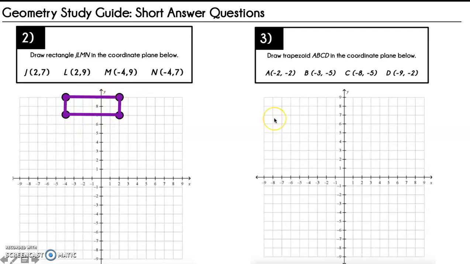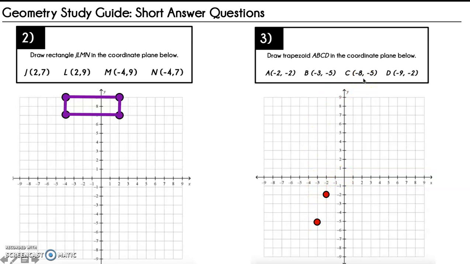Okay. Now let's take a look at number 3. It says draw trapezoid ABCD in the coordinate plane. So we know our end picture is going to be a trapezoid. So let's start with point A. Point A is -2, -2. So we're going to go left 2 and then down 2. Point B is -3, -5, so we should go left 3 and then down 5.